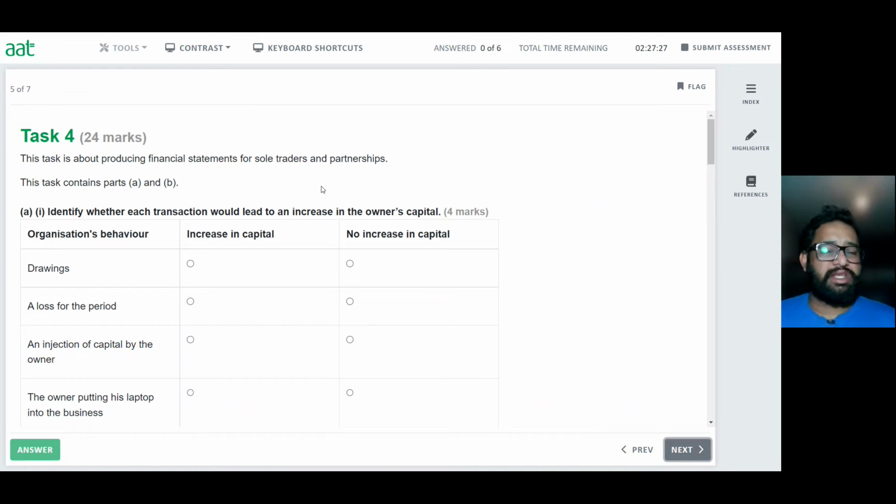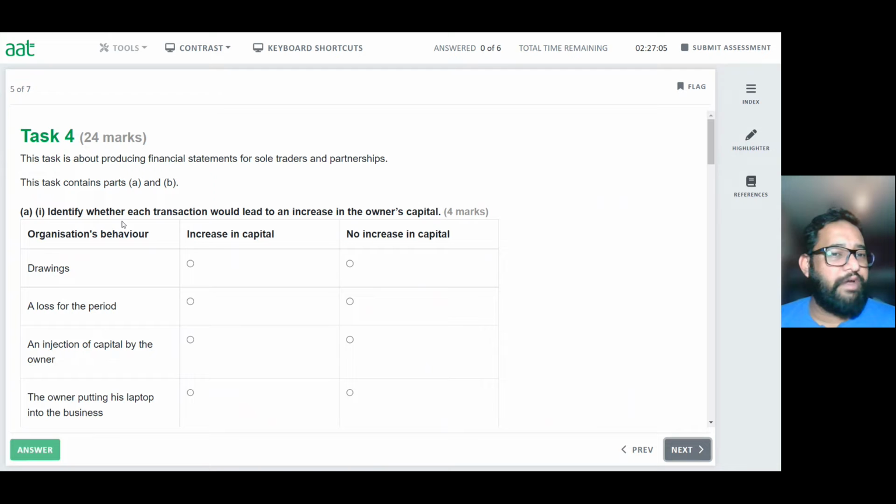So now this task is all about financial statements for your sole traders and partnerships. We have shifted from the advanced bookkeeping side, and now we're going to the final accounts bit of it. Normally in your books, it will be the last few chapters anyway, but this still carries a huge amount of presence for the overall qualification.